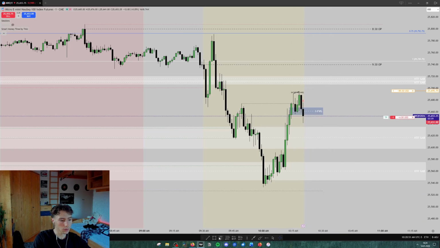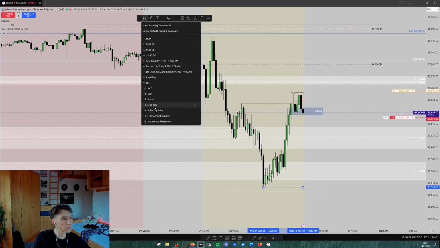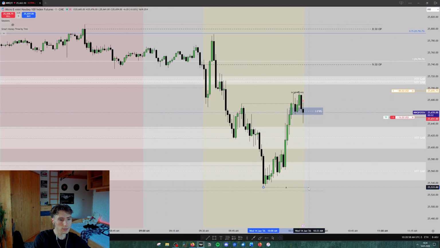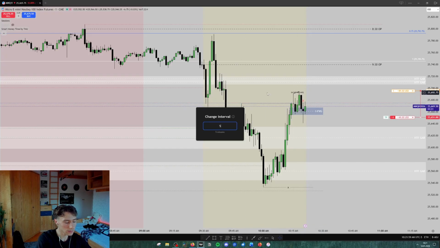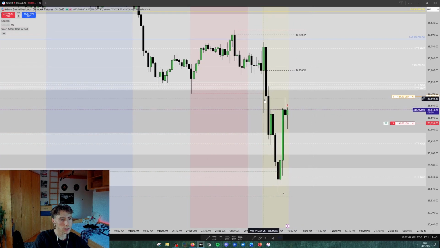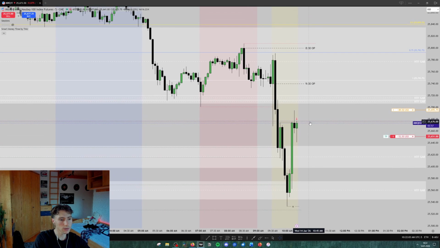We basically fall short of the daily sell liquidity right here. So that's engineered sell liquidity in that case. We want to see that we inverse the gap right here. So I want to see that we close below consequent encroachment or below the inversion fair value gap. Would be ideal. We swept buy-side liquidity as well, and also traded into a 5-minute fair value gap right here.